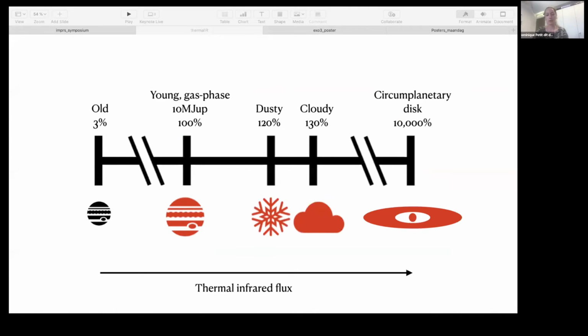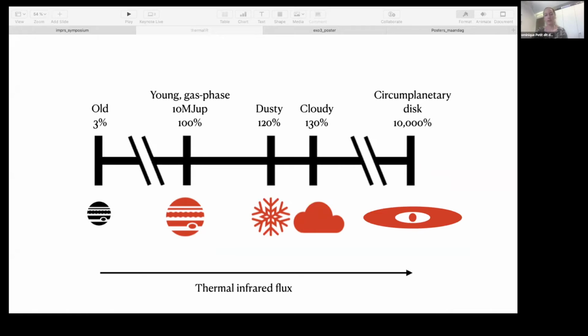But for gas giants, we can also tell a lot about the planet depending on their brightness in the mid-infrared. So as my basic planet, I've taken here a young gas-phase-only 10 Jupiter mass planet, fairly typical. And the flux changes depending on various properties. So if the planet ages and cools down, the flux reduces, as you can see on the left, to a few percent of what it was before. But this is still a lot better than in the near infrared.